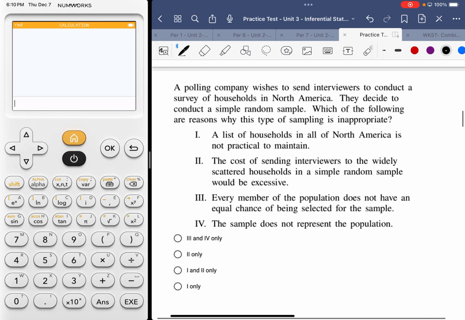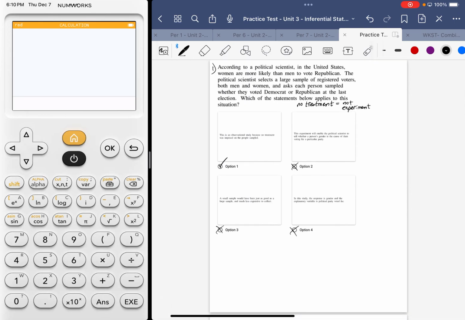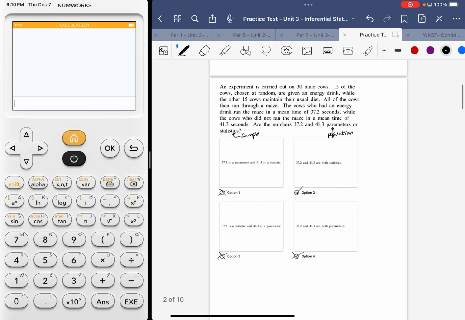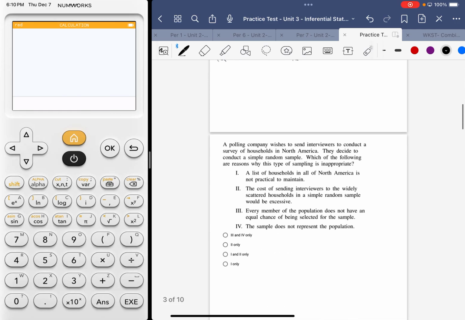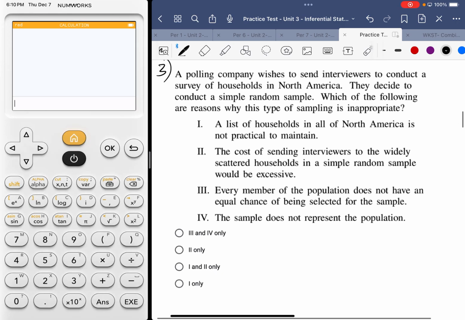All right. I guess I could just number them as I go. 1, 2, 3. Right. So a polling company wishes to send interviewers to conduct a survey of households in North America. They decide to conduct a simple random sample.